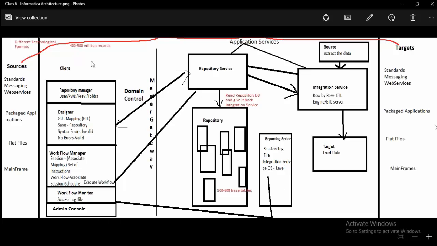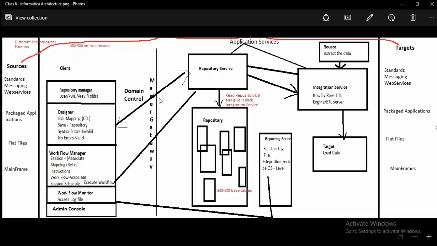On the source side, you can see different technology systems like standard messaging systems, web service systems, packaged applications like SQL, Oracle, DB2, and then flat files and mainframe. So Informatica supports all these different technological systems. In the same way, the targets can also be supported by Informatica. The middle part is the architecture of Informatica.